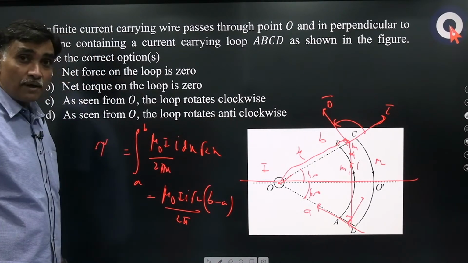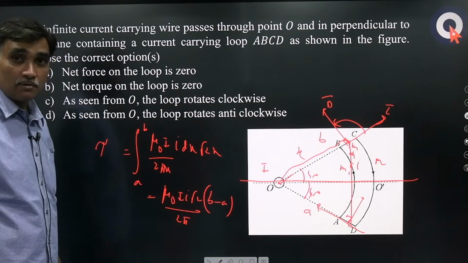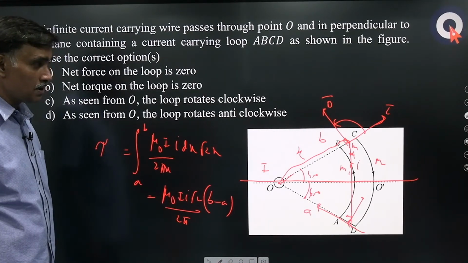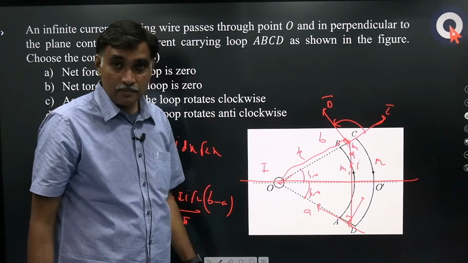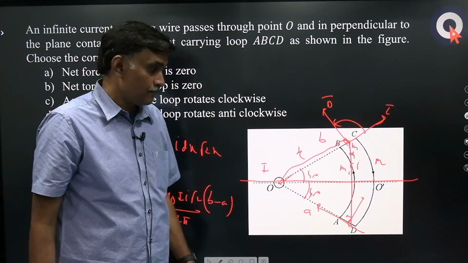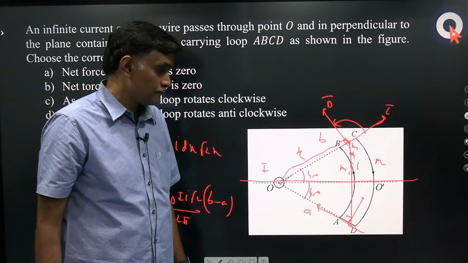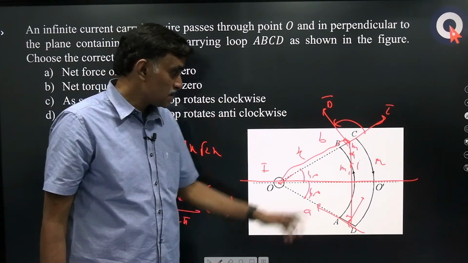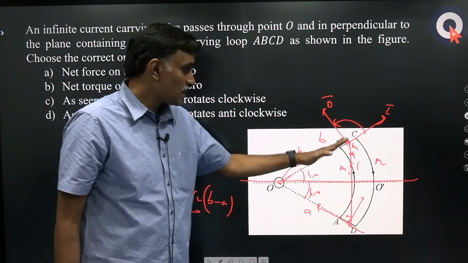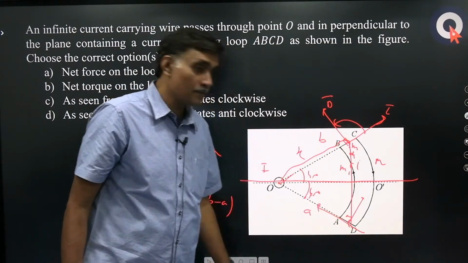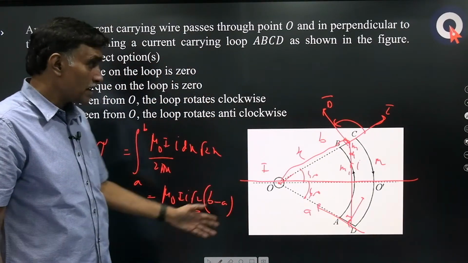Then if they ask for alpha initially, this torque is equal to I alpha, moment of inertia into alpha. Moment of inertia about this axis here, for this part of the circular arc, this part of the circular arc, and this part of straight wire, this part of straight wire, equal to I alpha.